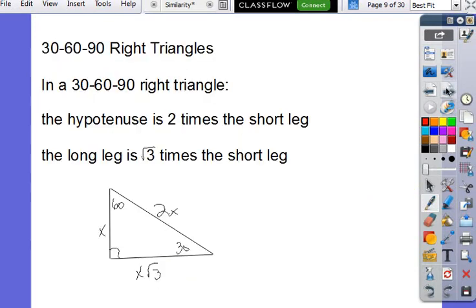All right, 30, 60, 90. The short side is always across from the 30. Small angle, small side. The long side is always across from the 60. And the hypotenuse, of course, is always across from the right angle. The rule says the 30 is your x. How do I find the long side if I know the short side? Multiply by root 3. How do I find the hypotenuse if I've got the short side? Multiply by 2. So what I really want is the short side.